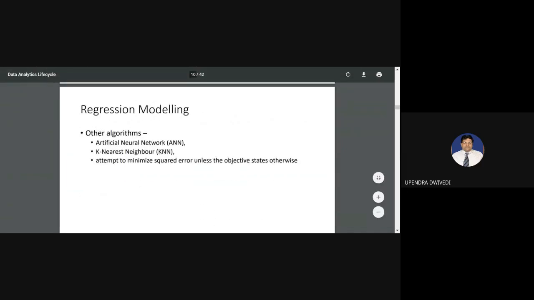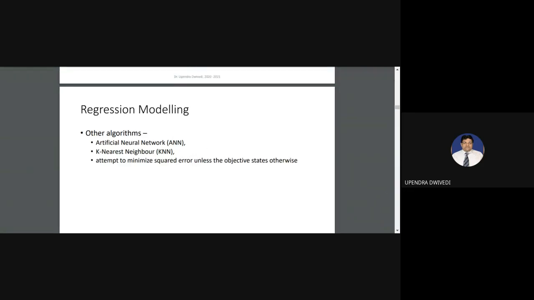Apart from regression modeling, there are other algorithms which attempt to minimize the square error until the objective is achieved. These algorithms are artificial neural networks and gradient boosting. There are also other algorithms. You can refer to Wikipedia for regression modeling. I have also provided the reference links which I used to prepare this note at the end of this PDF, and you can refer to those links for further information.